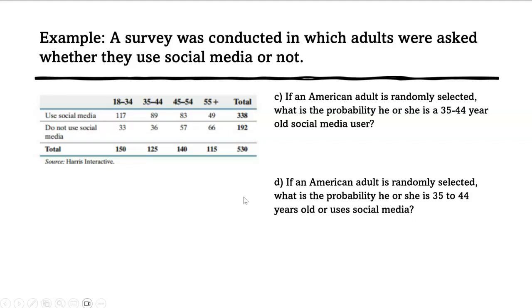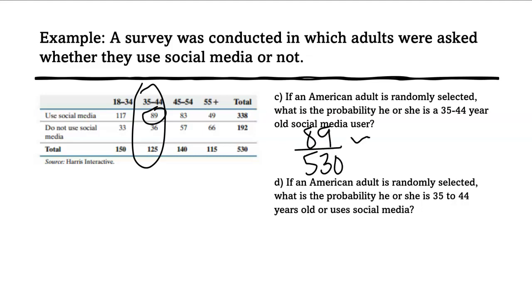All right, and then the last two parts is, if an American adult is randomly selected, what is the probability he or she is a 35 to 44-year-old social media user? So now we want to know the overlap, that they're both 35 to 44 and they use social media. So remember, here's our 35 to 44-year-olds. Only 89 of them use social media. So we would do 89 divided by 530. And so round that to 3 decimal places, and that gives us approximately 0.168. So that will be our probability for that portion.